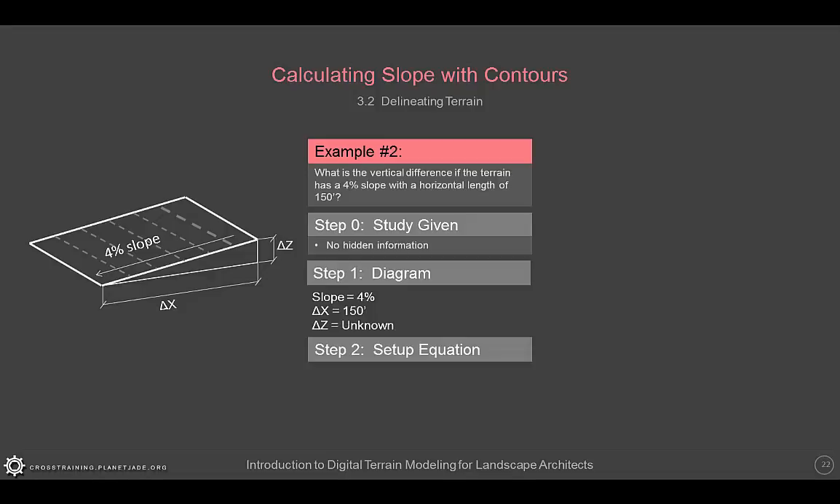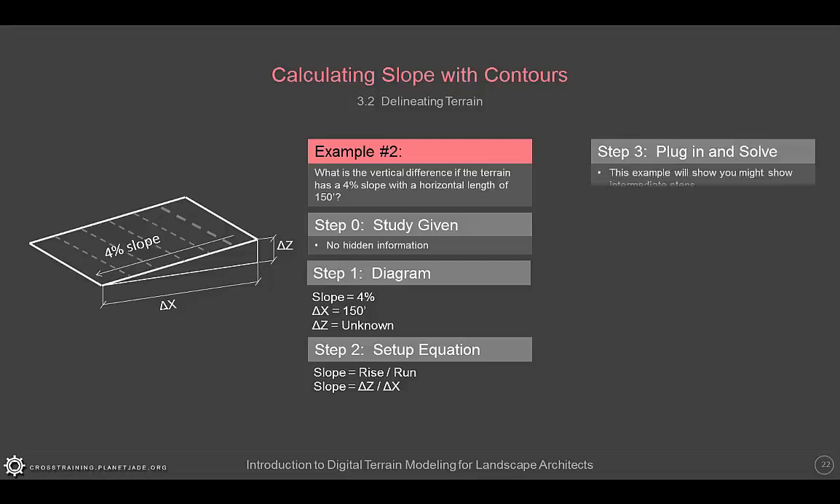Next, step 2, we want to set up our equation. So our equation is going to be slope equals rise over run. On our second line, we're going to plug in the actual variables that we're using, which is the change in z divided by the change in x. Then we're going to plug in and solve.